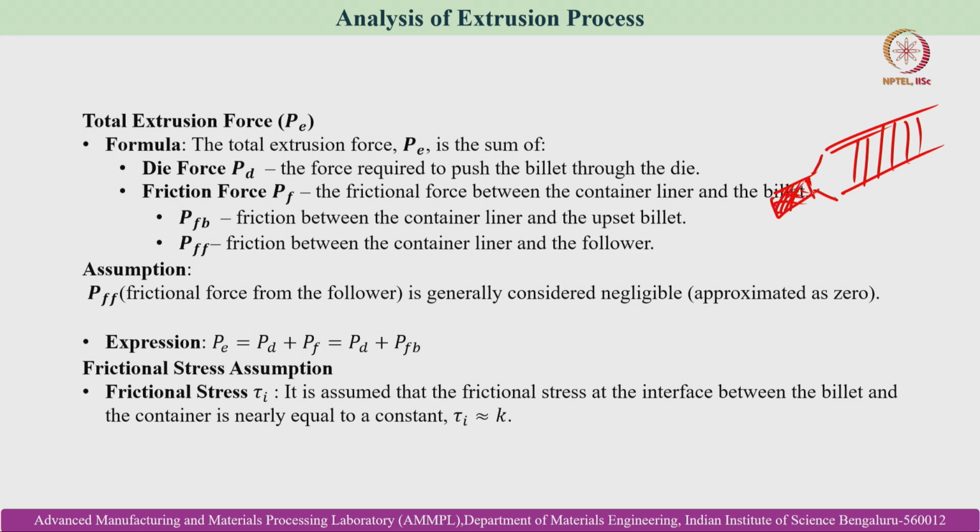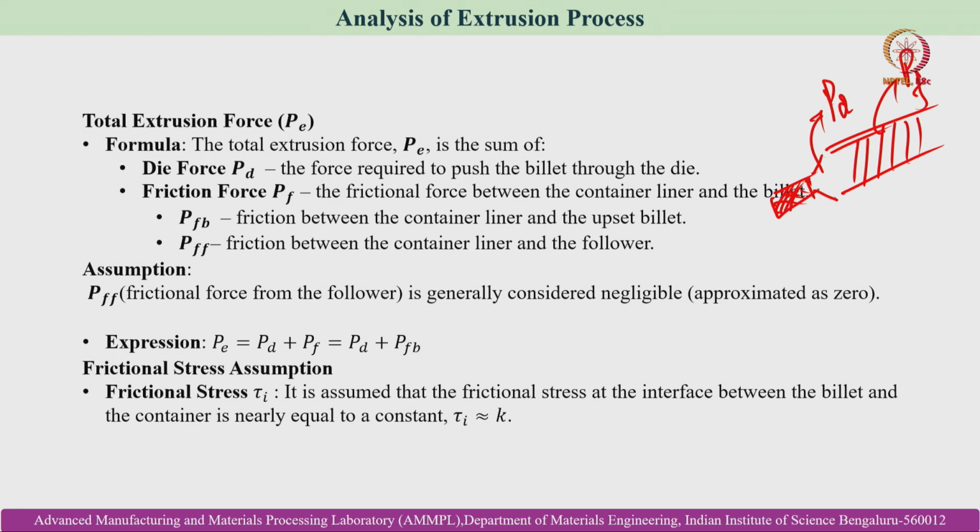So, the force present at the die is P D, and the force due to friction between the container wall, the container liner, and the workpiece material is the frictional force, that is P F. P F can be divided into two sub parts: P F B, the friction between the container liner and the upset billet, and P F F, the friction between the container liner and the follower. However, the frictional force between the container liner and the follower is generally considered negligible, so it is approximated as 0.